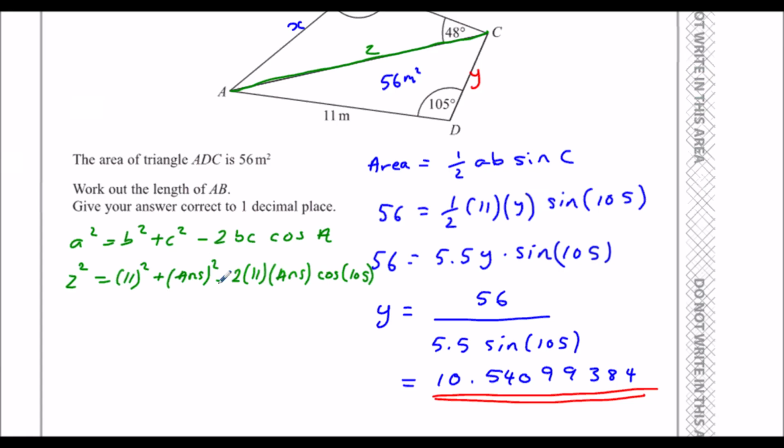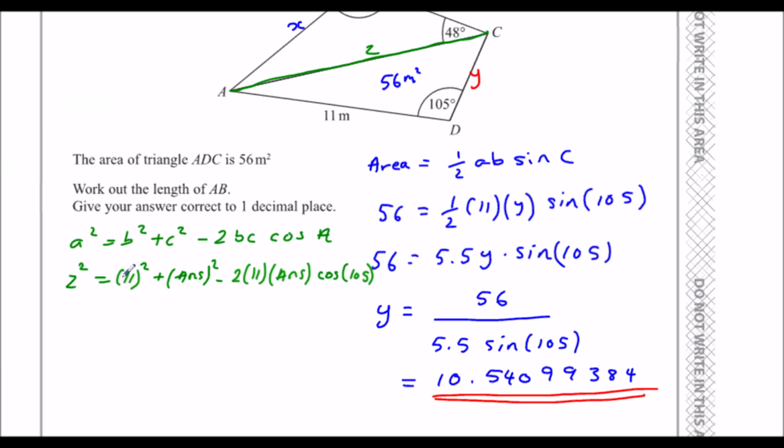So I can type this whole side in the calculator in one go, which is what I'm going to do now. So 11 squared plus answer squared minus 2 bracket 11 bracket answer cos 105.